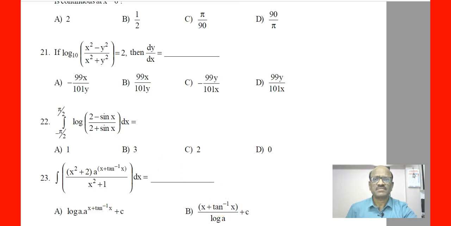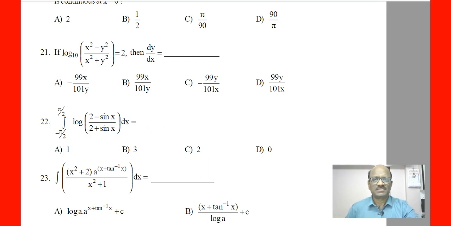Now next, question number 22: integral from minus pi by 2 to plus pi by 2 of log of (2 minus sin x upon 2 plus sin x) dx. Now again solve this. Whenever this type of question is asked for a definite integral, you always use the properties of the definite integral. Now here is sin x. One more trick is odd and even function, and using the odd and even function we will solve these examples.